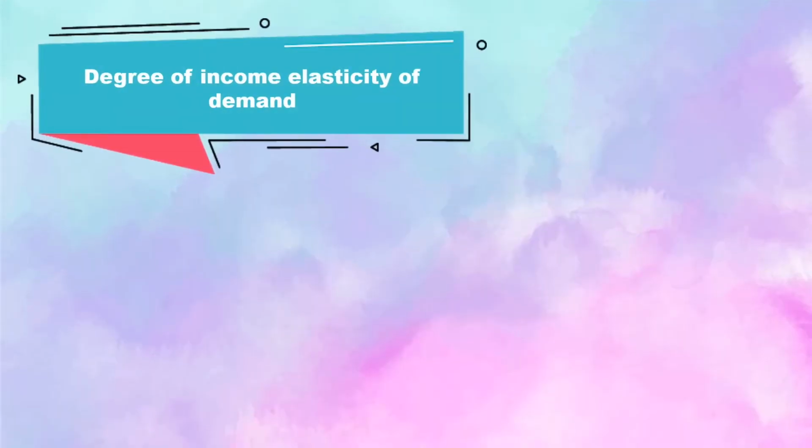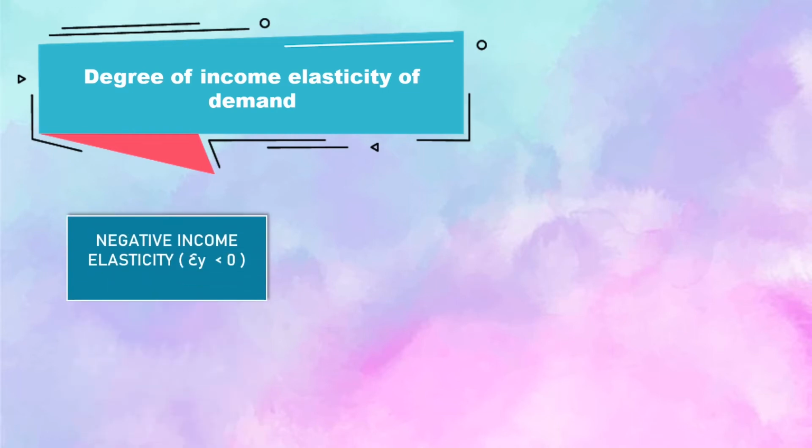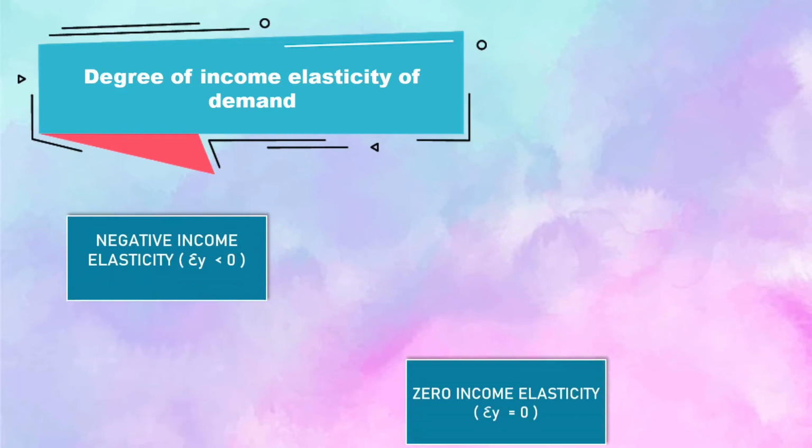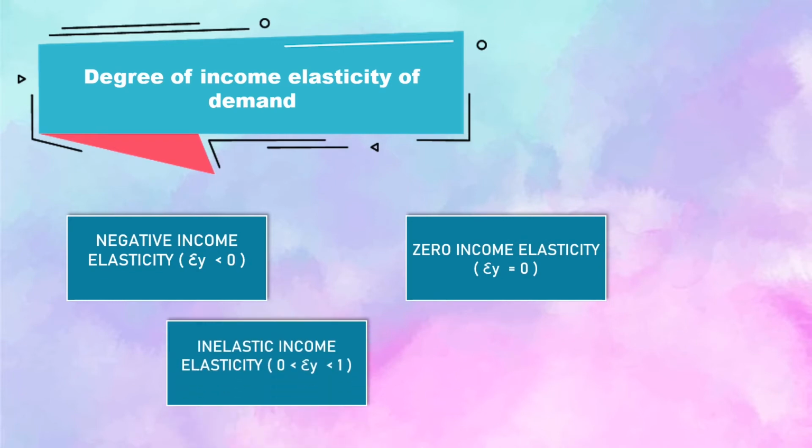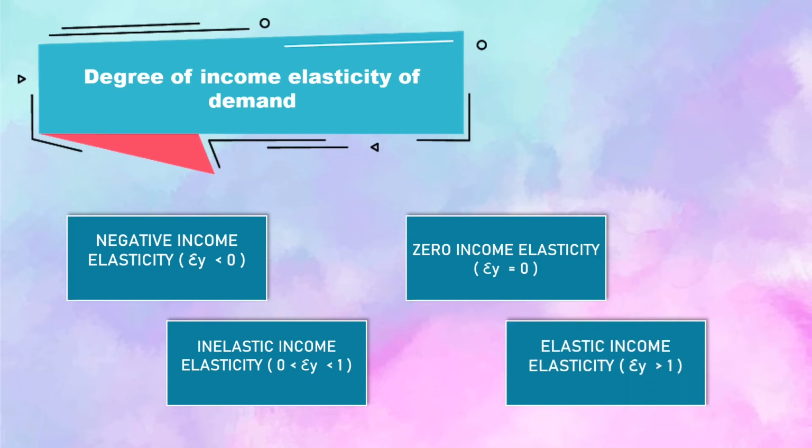The degrees of income elasticity of demand. There are four. First, negative income elasticity. Second, zero income elasticity. The third one, inelastic income elasticity. And the last one is elastic income elasticity.